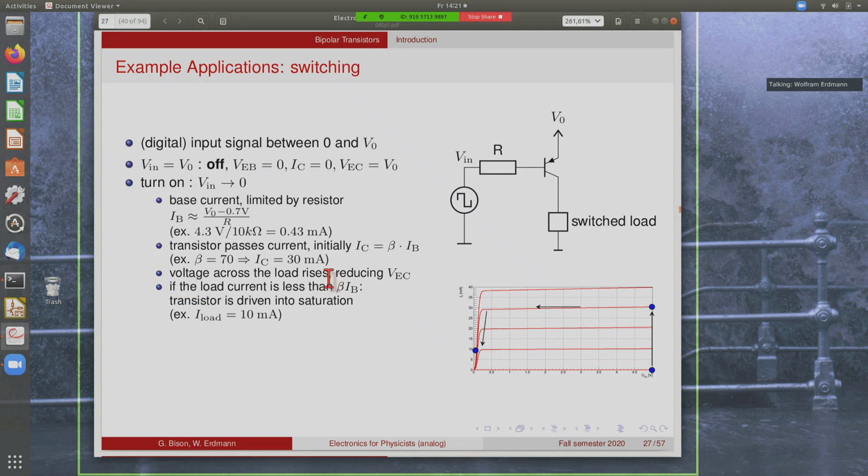So if the load current is less than these 30 milliamps, sorry, if the load current is higher than, what do I say here?